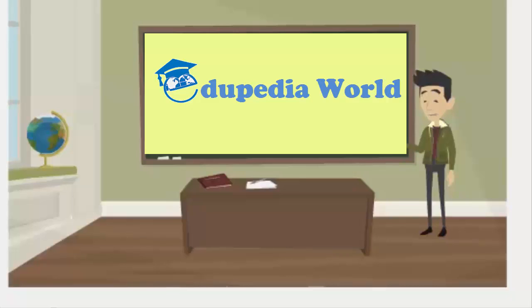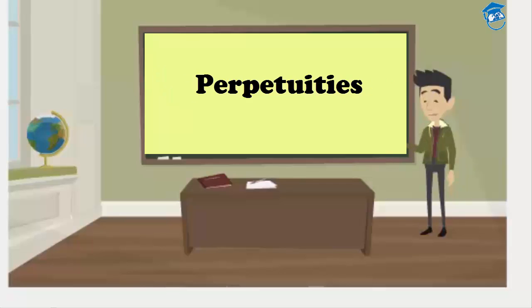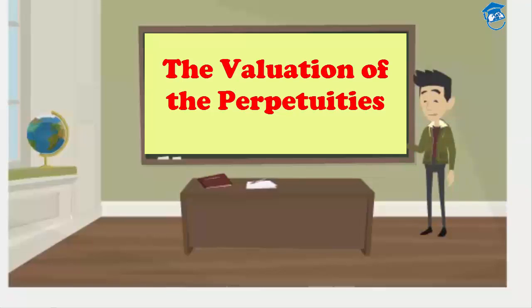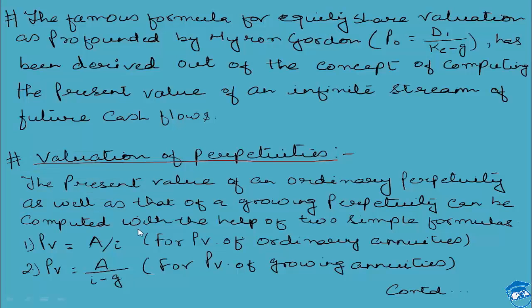So during our last discussion, we tried to understand perpetuities. In this session, let's try to understand the valuation of the perpetuities. Now, the valuation of the perpetuities, as already said, can be done both in the case of ordinary annuities as well as in the case of growing annuities.